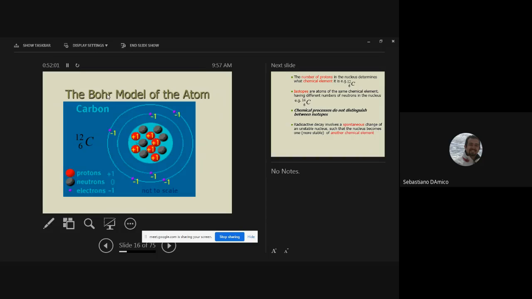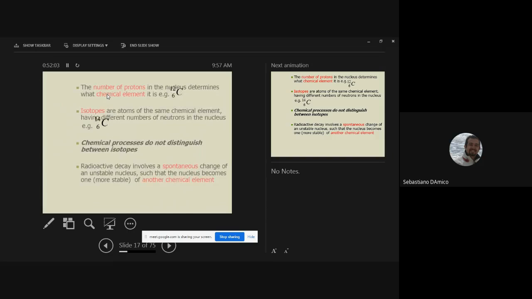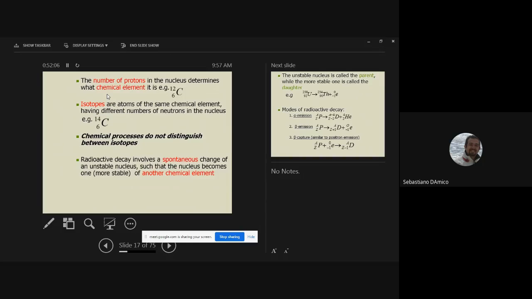Actually, we do have that the number of protons in the nucleus determines the chemical element. So we made this example, that hydrogen, we do have one proton in the nucleus. Helium, we do have two protons in the nucleus. Okay, that's the two chemical elements. Hydrogen is different than helium.